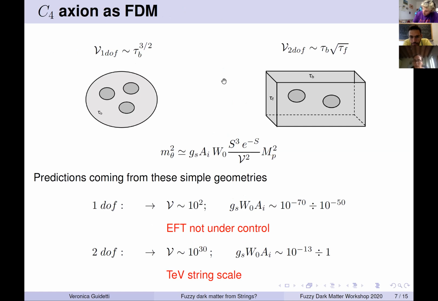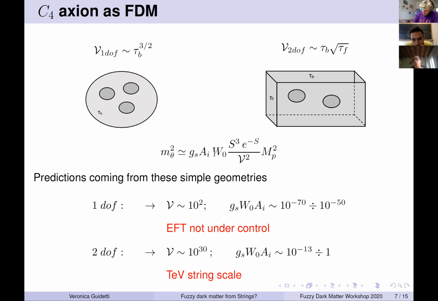For these kinds of axions, the shape of the mass is this one in general. Here, curly V is the volume of the extra dimensions, while g_s is still the string coupling. A_i is the prefactor which appears in front of the non-perturbative corrections to the superpotential. And W_0 is, as Michele already said, the tree-level superpotential.